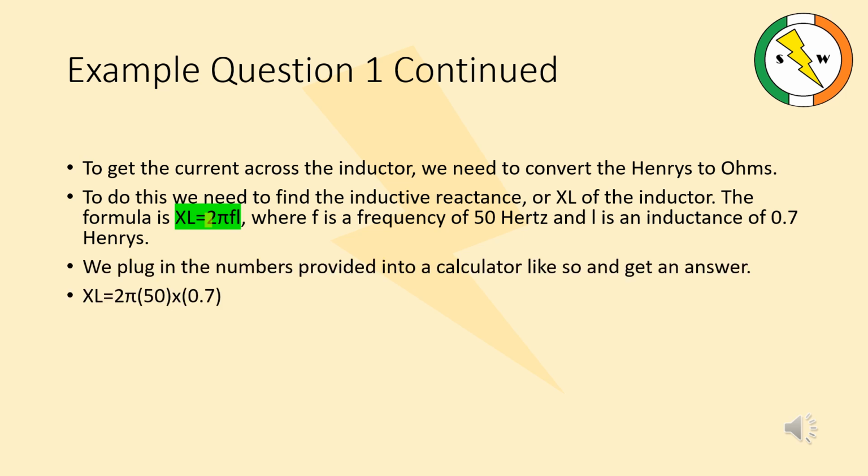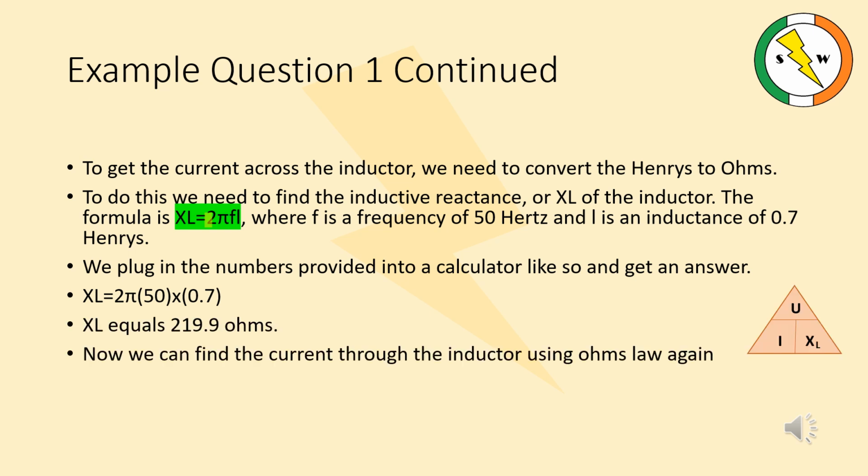XL equals 219.9 ohms. Now we can find the current through the inductor using Ohm's law again. IL equals U, divided by XL. IL equals 110, divided by 219.9 equals 0.5 amps.